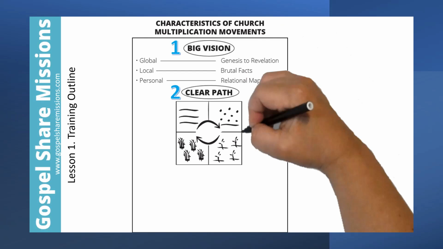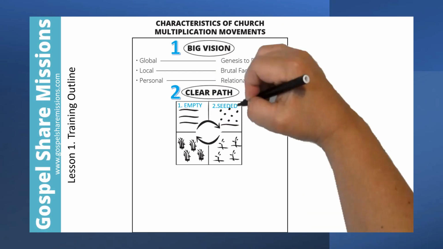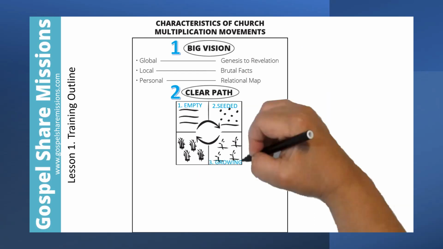Why? Because first we have the seed, and what we need is to identify an empty field. Write number 1, empty field. Once we identify an empty field, then we sow the seed. Write down number 2, seeded field. In spiritual terms, this is the gospel. In due time the seed germinates, little plant is born and ready to grow. Write down number 3, growing field. In spiritual terms, this is discipleship.